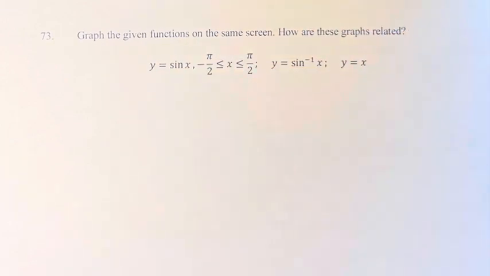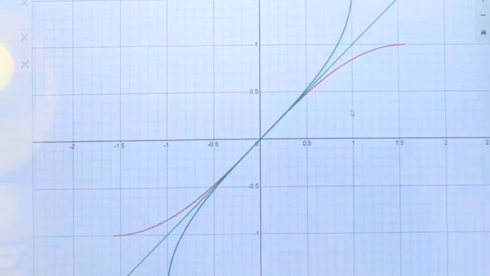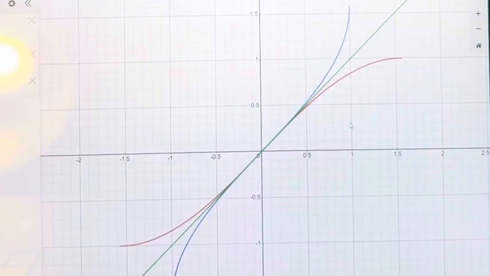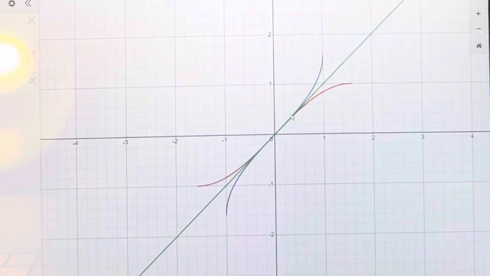We can see that if we graph them right here, I have it pulled up in Desmos, we can see that that is the case, right? So in red, we have the sine over that particular interval. In blue, we have the inverse function. And we can see that they are mirror images of each other over the green line y equals x.